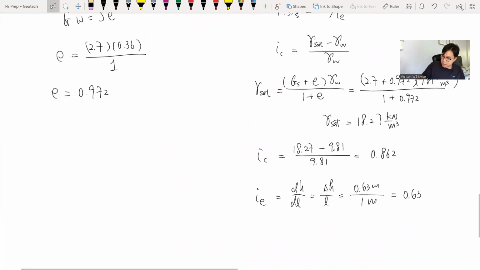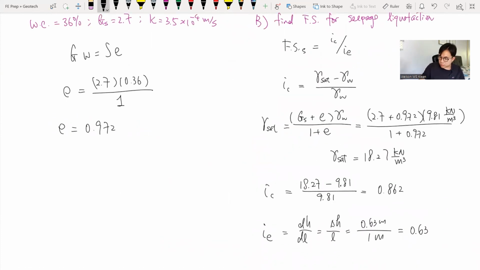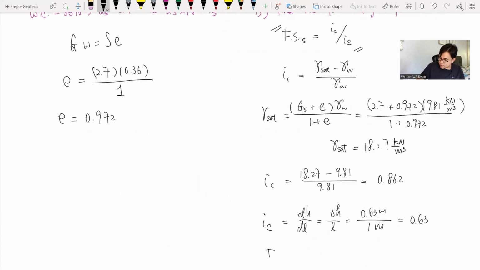And at the end of the day, we go back to our original equation right there. So the factor of safety for seepage liquefaction equals I sub C. We calculated 0.662, divided by the I sub E, the exit gradient, which is 0.63. We plug in the numbers, and we get 1.4 for our factor of safety against seepage liquefaction.